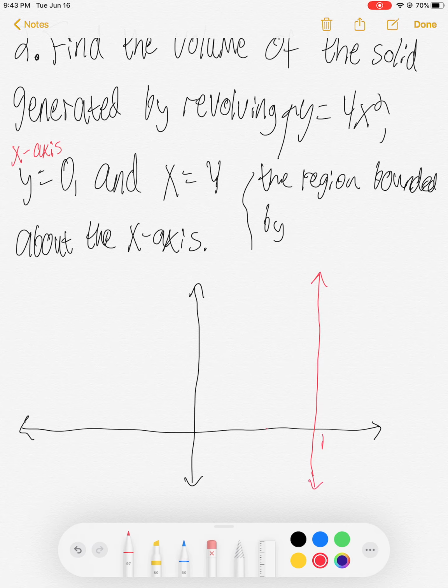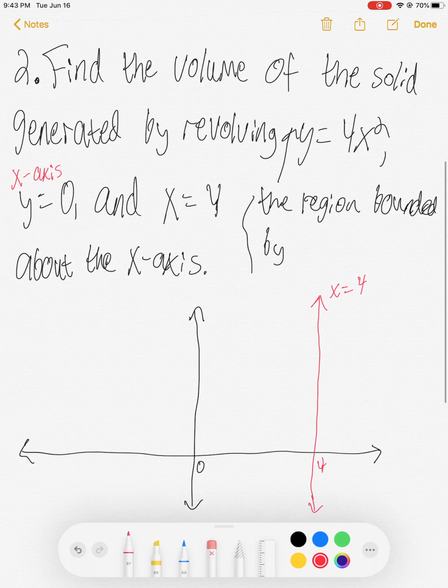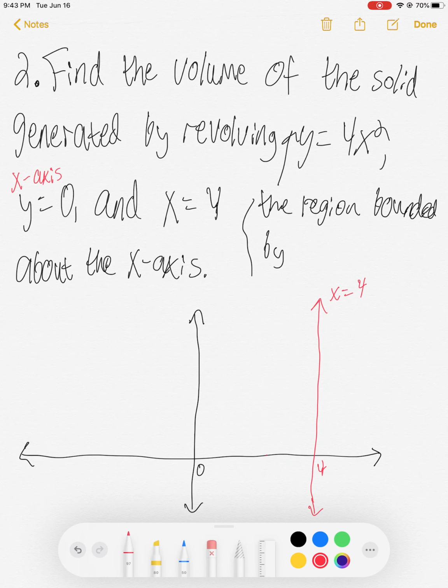Okay, so we'll say this is the line x equals 4, right? This vertical line out here. Let me label this as the origin then, just to be clear. And the other function which we have is y equals 4x squared. So before we even worry about revolving anything, let's just go ahead and jot down our regions. A loose sketch is perfectly fine. You do not need to capture anything super detailed here.